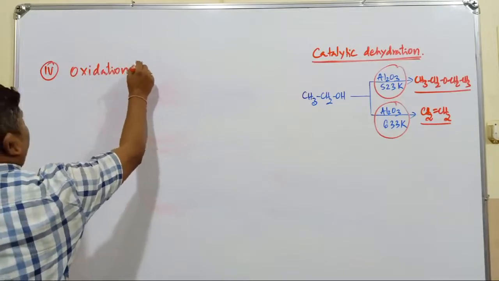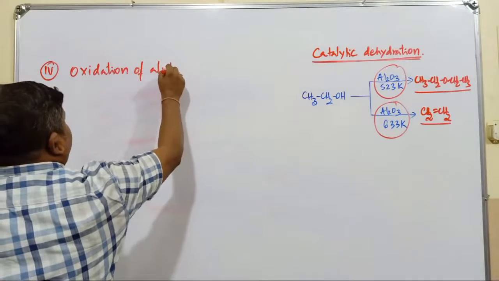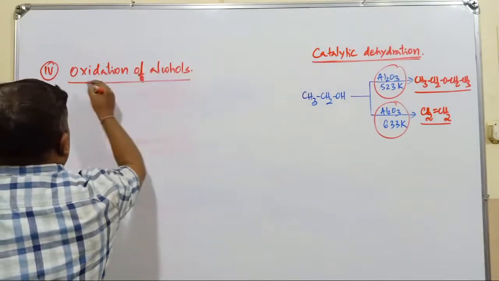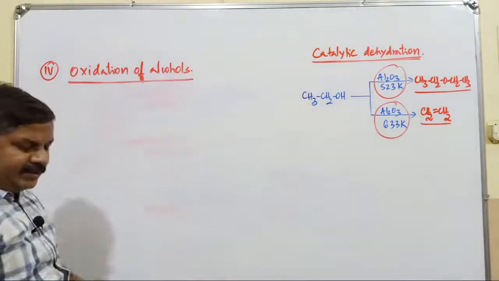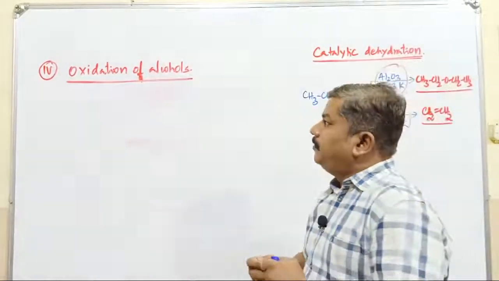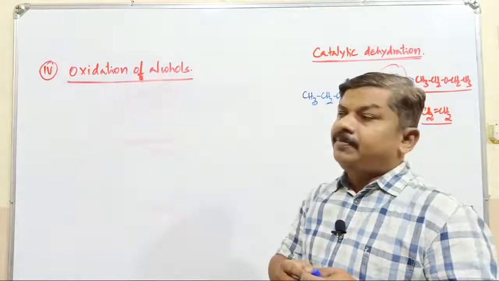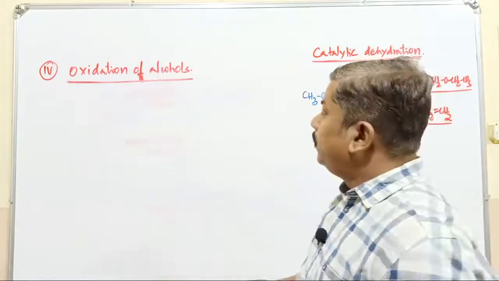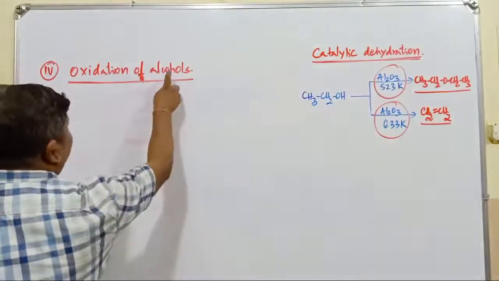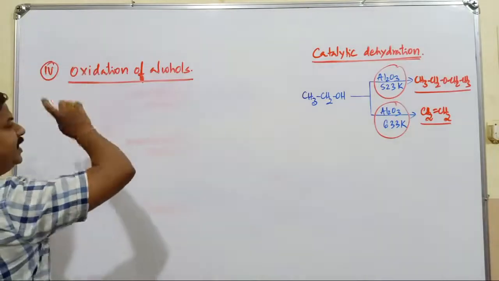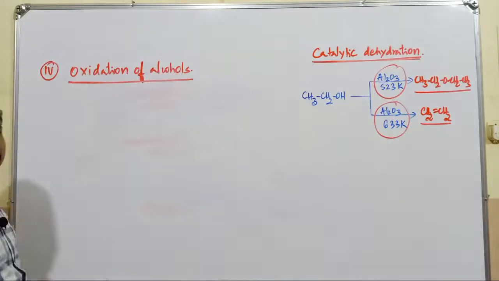Oxidation of alcoholic compounds. Oxidation of alcohols. What are the compounds obtained by the oxidation of alcoholic compounds? Here different types of compounds are produced in presence of different types of oxidizing agents. So the product formation depends upon the type of the alcohol as well as the type of the oxidizing agent. Depends upon the reagent, the oxidizing agent, and depends upon the nature of the alcohol.